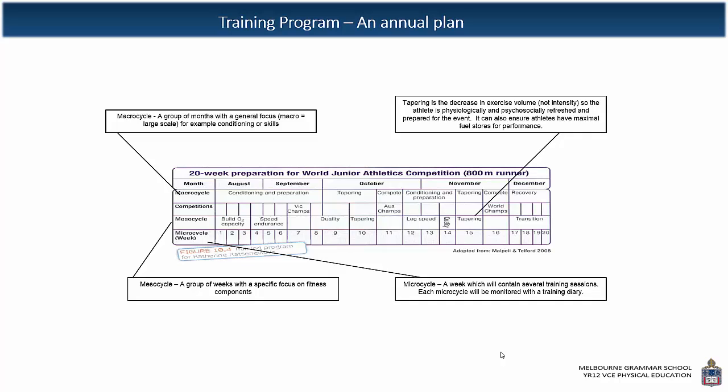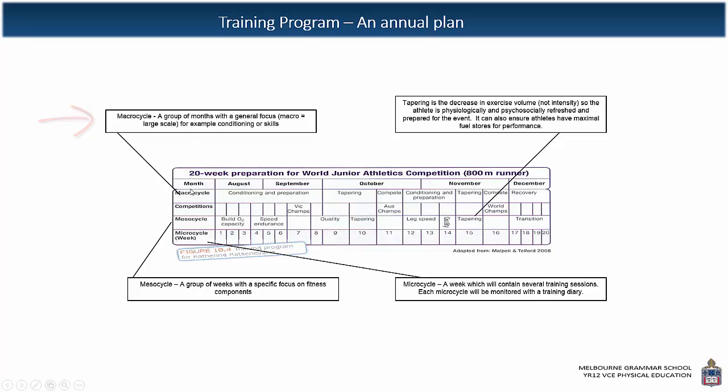So when we're talking about an annual plan, it's a year-long plan, and this particular one is for an 800-meter runner. So we divide the annual plans into cycles. The biggest cycle is a macro cycle here. And in AFL, for example, they might have pre-season, in-season and off-season or post-season. Here, they've been a little bit more specific within the program. But largely the macro cycle is a group of a couple of months together with a general focus.